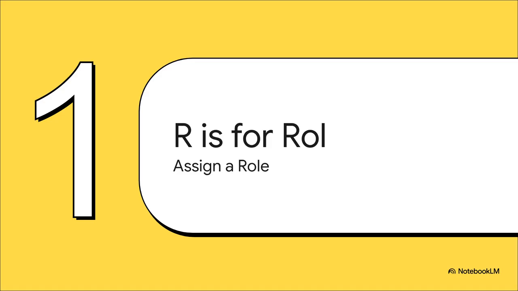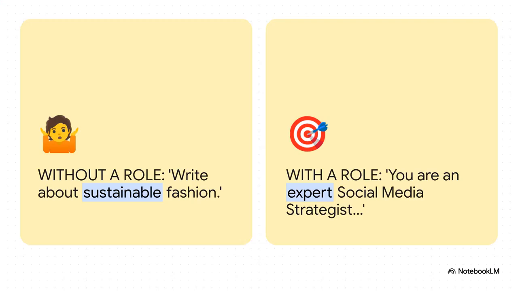Okay, first up, R is for role, which is just role. So before you even think about the task, you tell the AI who it needs to be. You're giving it a professional identity, which completely frames how it's going to respond. And just look at the difference here. It's night and day. The first prompt, write about sustainable fashion, yeah, that's just a shot in the dark. But the second one, now you're not just talking to a machine, you're briefing a specialist. That one little change focuses the AI's knowledge and its tone instantly.